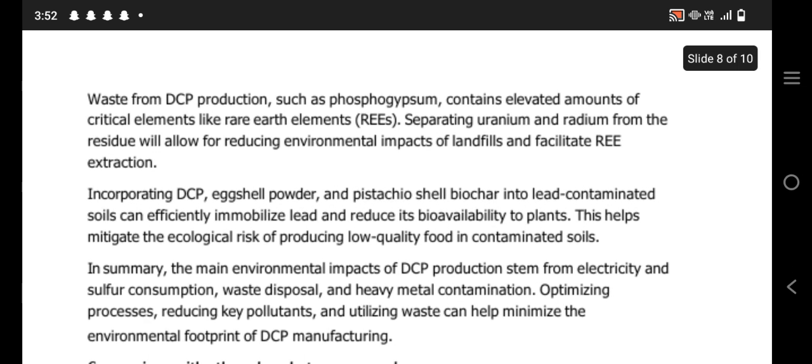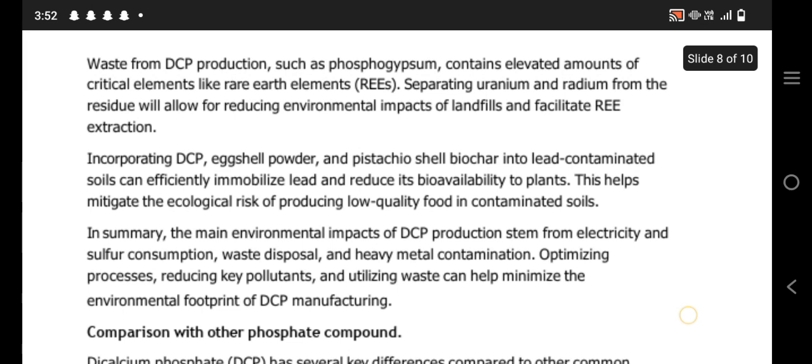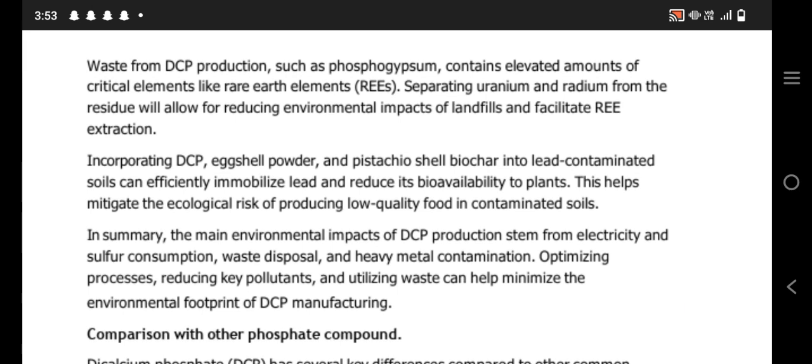Waste from dicalcium phosphate production, such as phosphogypsum, contains elevated amounts of critical elements like rare earth elements. Separating uranium and radium from the residue will allow for reducing the environmental impact of landfills and facilitate re-extraction. Incorporating dicalcium phosphate, eggshell powder, and pistachio shell biochar into lead contaminated soil can efficiently immobilize lead and reduce its bioavailability to plants. This helps mitigate the risk of producing low quality food in contaminated soils.